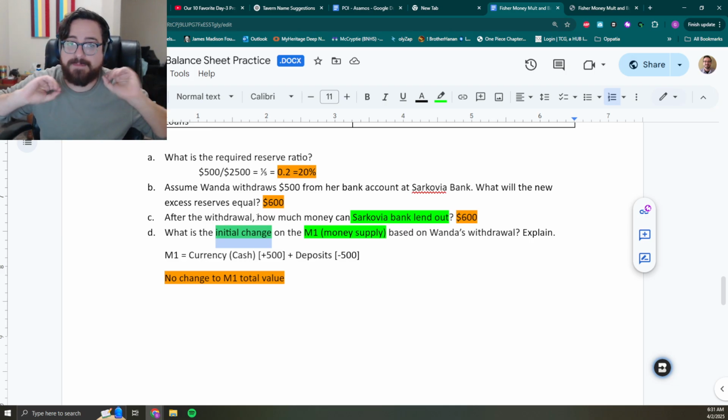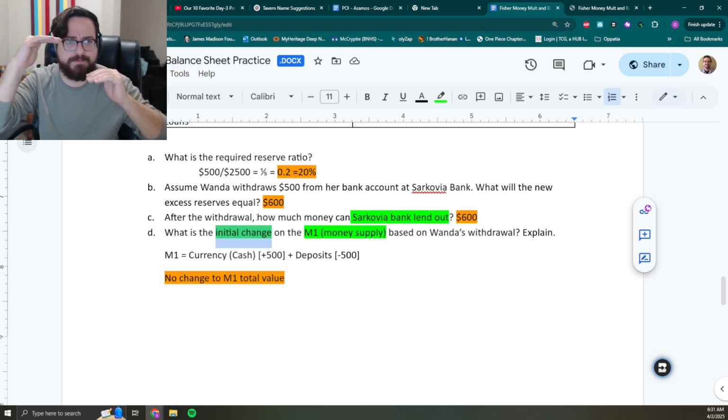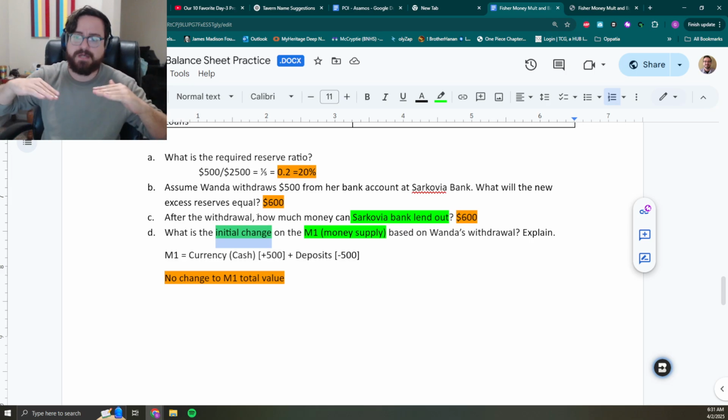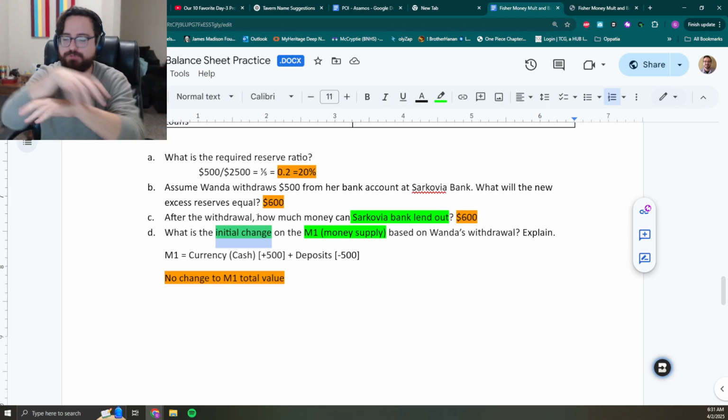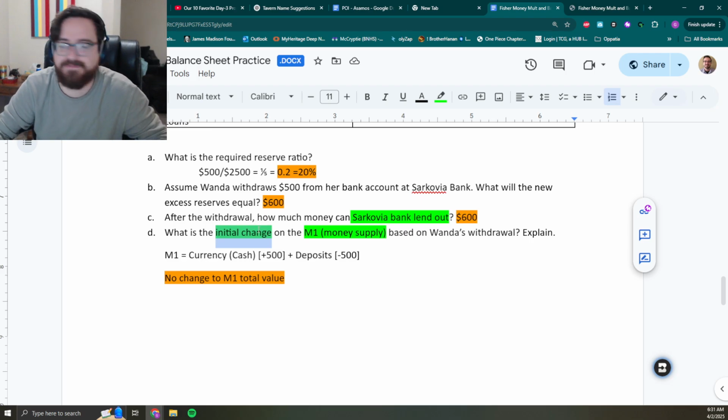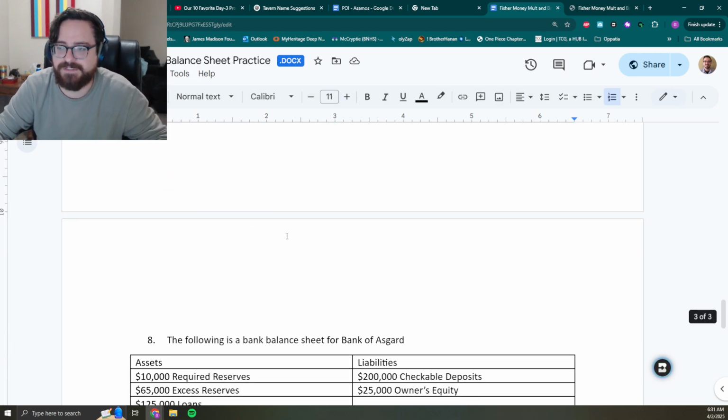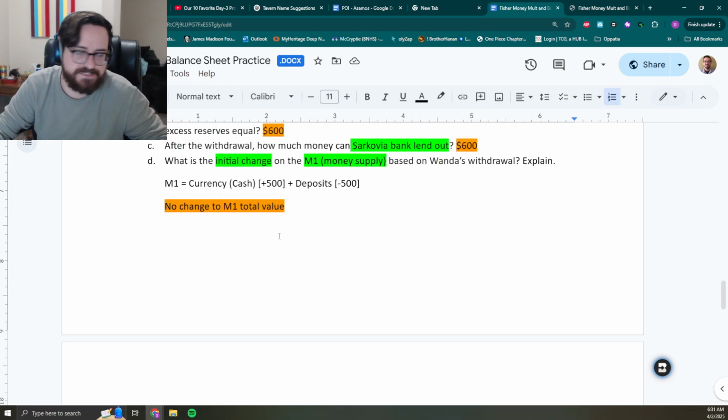She withdrew $500, what happened to M1? Nothing happened to M1. Cash in my pocket and cash in my bank account are both a part of M1. I moved the money from one bucket to another, but the two buckets are part of M1. So how much money is in M1? I just moved things around, but it's still the same amount of money. Always tricky. They love asking about this. Almost, but 75% of balance sheet FRQs have a question like this on there because kids get tripped up on it so much. So very standard.